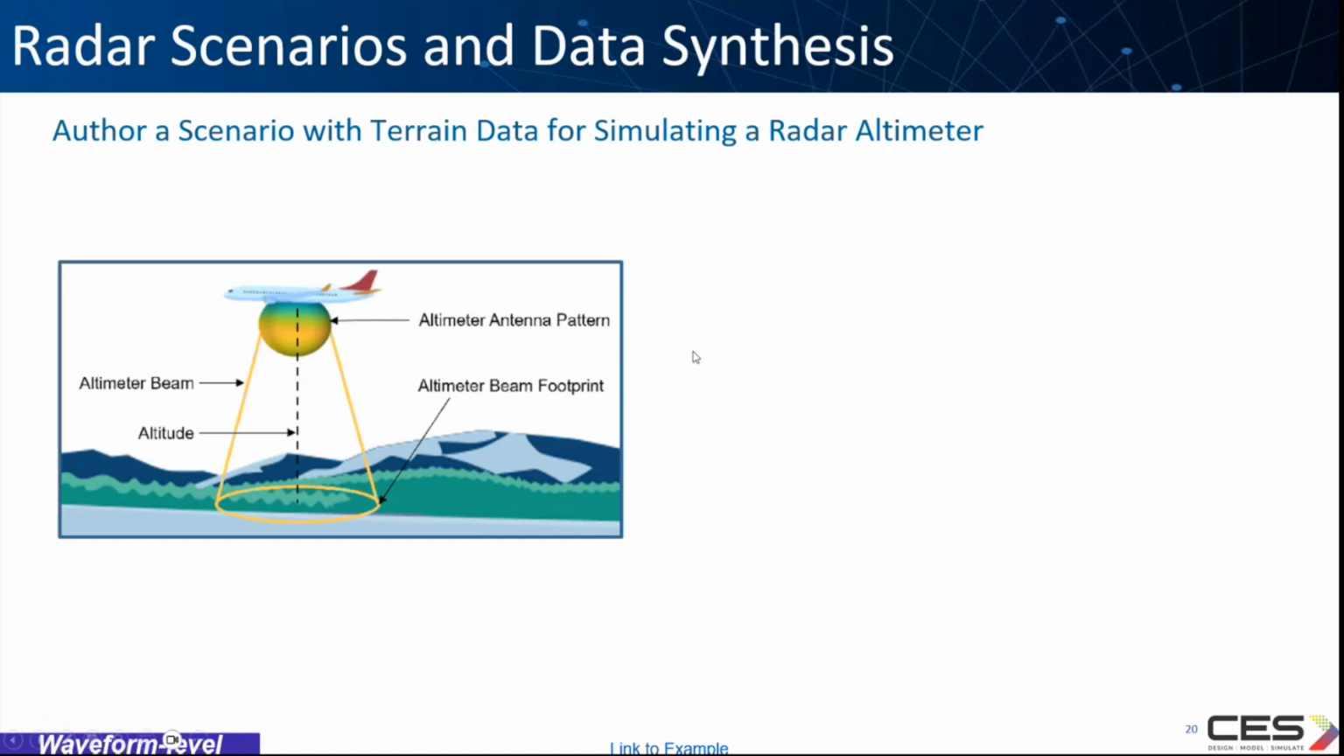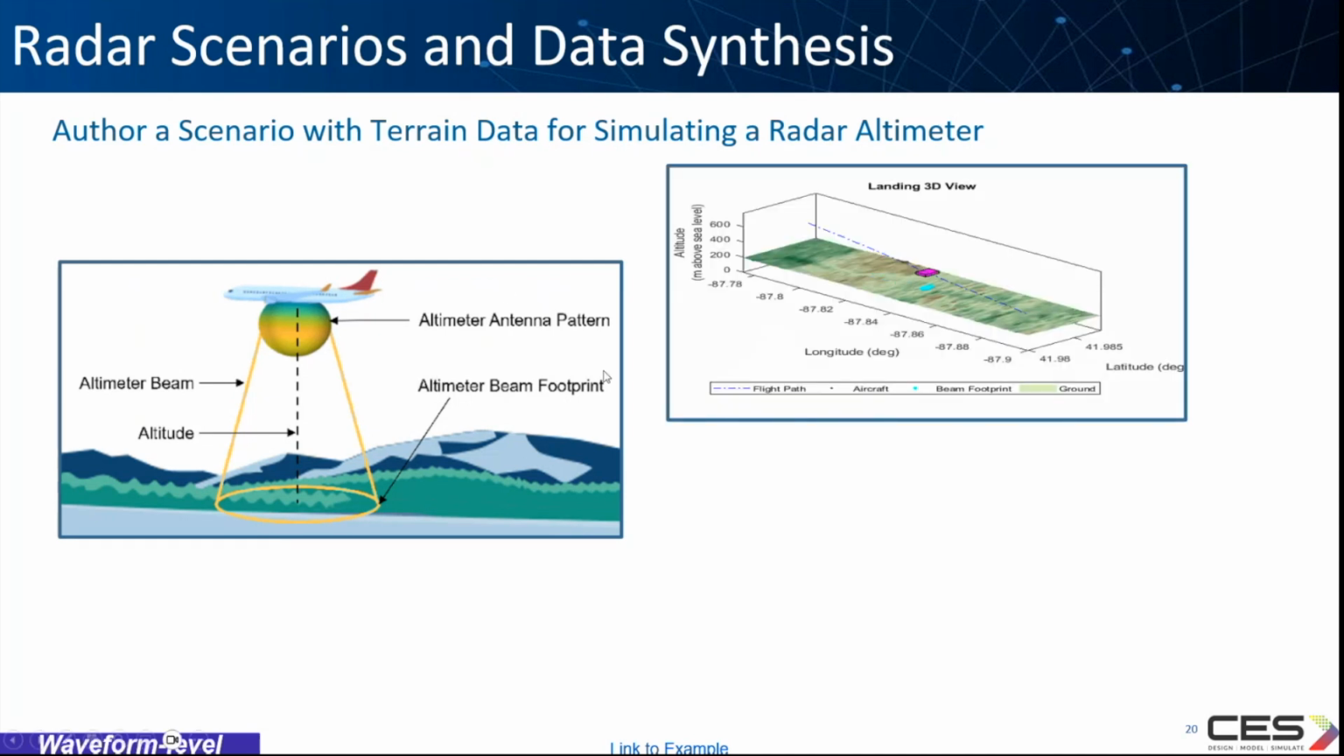This is an example showing how to define a scenario with terrain data for simulating an airborne radar or radar altimeter. This is actually the scenario. We have an aircraft that is landing or about to land, and we have a radar mounted on it. What you see here is the beam. This is the scanning beam, or this is what the radar can see, and this is the altitude. So this radar will help us with reading the altitude.